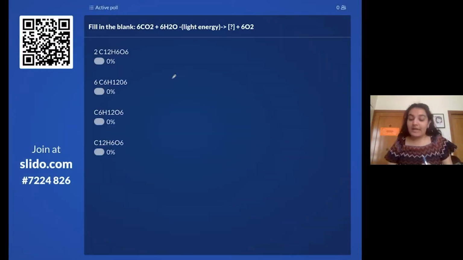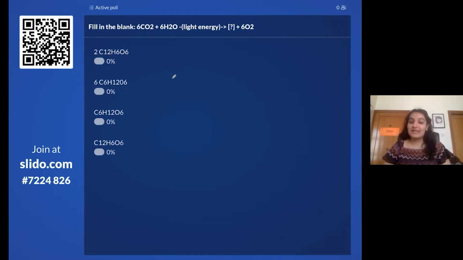Okay, so fill in the blank. 6 CO2 plus 6 H2O using light energy gives us what plus 6 O2? So we know that it gives us glucose and oxygen, because remember the products of photosynthesis are glucose and oxygen. But which of these is the correct balanced equation and the correct formula for glucose.